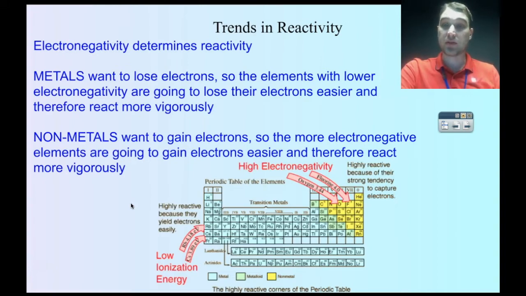Metals lose electrons in chemical reactions, and that's because they have low electronegativity. So they're not holding on to the electrons in their valence shell very well because they're not attracting them very well. So the most reactive metals are the ones that are the least electronegative. If we look at the nonmetals, it's the opposite. So nonmetals gain electrons in reactions, so the more electronegative elements gain electrons easier.